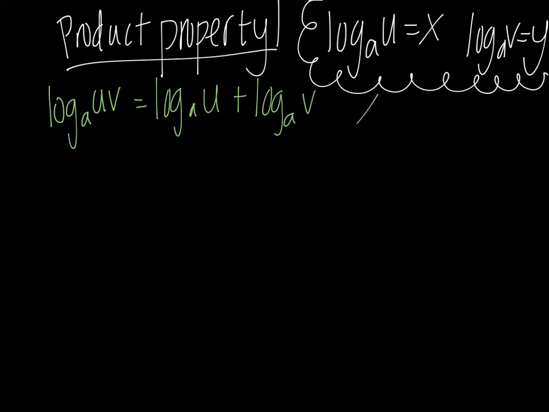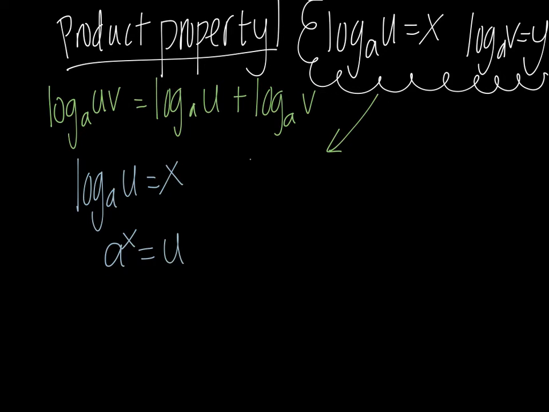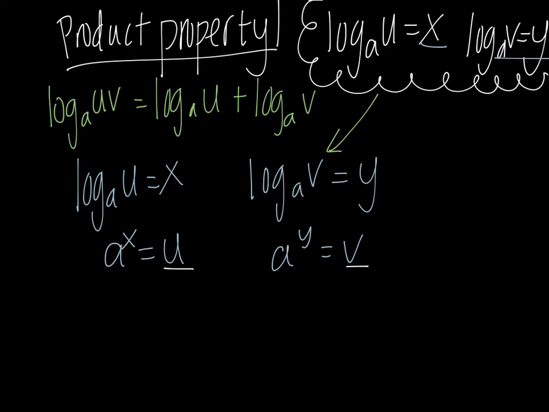So I'm going to take the things that I wrote up here and rewrite them in exponential form. Log base a of u equals x. Well, if I rewrite this in exponential form, that means a to the x equals u. Okay, that's important. And since I said that log base a of v equals y, this means that a to the y equals v. So I know what u and v equal. I also know what x and y equal. I just have them in different forms.